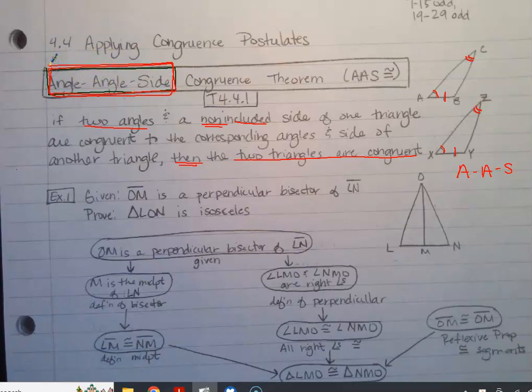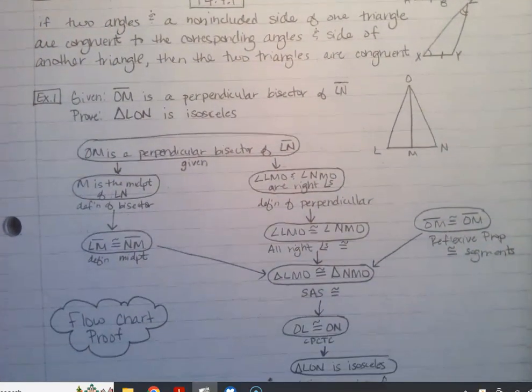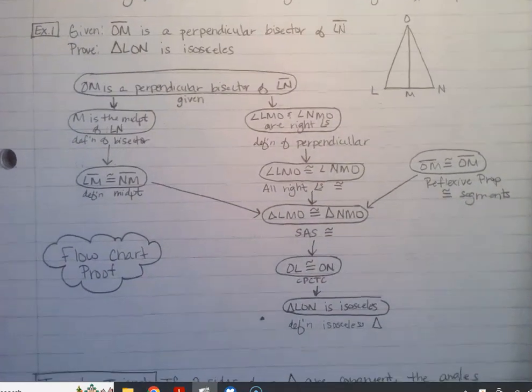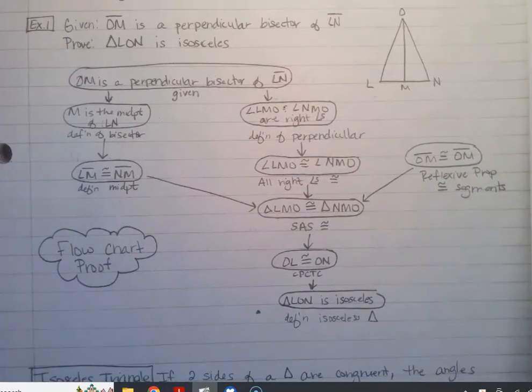Okay, so example 1, this is called a flowchart proof. I'm going to move this so we can get the whole flowchart proof up there, and let's take a look at it and make sense of it. We're given that OM is a perpendicular bisector of LN, and we want to prove that triangle LON is isosceles.